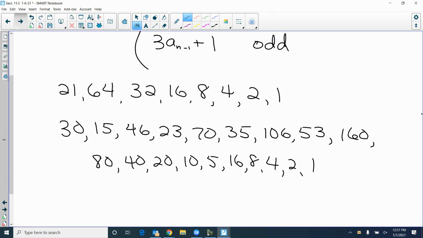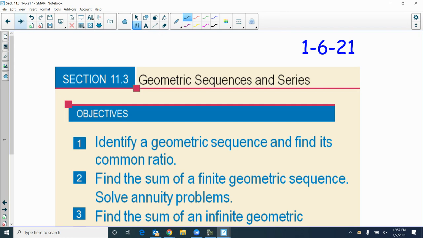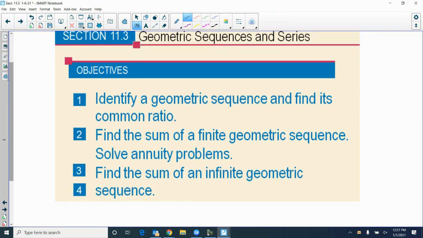All right, last section. Geometric sequences. Talk about common ratio. We're going to find the sum of an infinite geometric sequence and just regular geometric sequences. Instead of adding, we multiply.